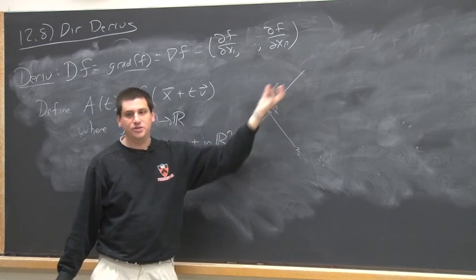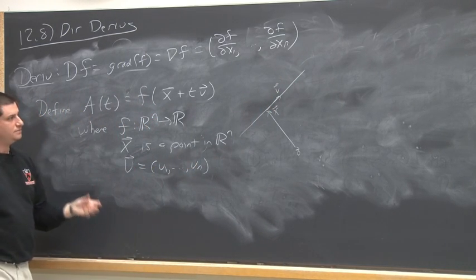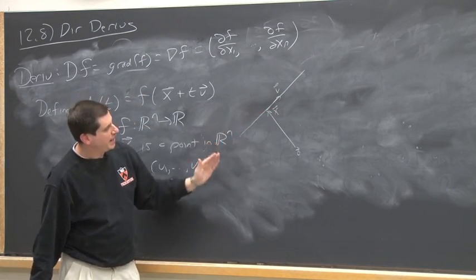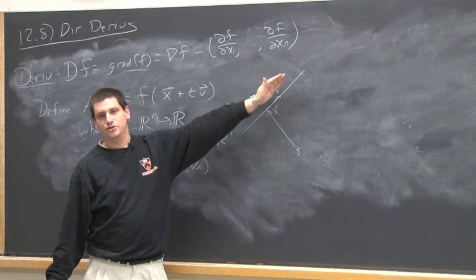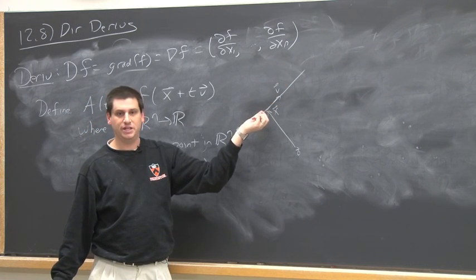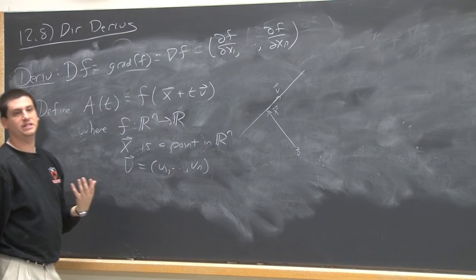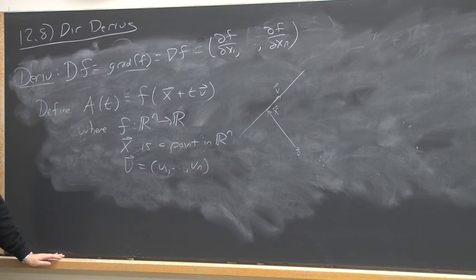This is where we're starting to use all the stuff from Chapter 11. x is my base point, and I'm moving in the direction of v. When t equals 0, I'm at x. When t equals 1, I'm at x plus v. When t is minus 1, I'm at x minus v. I want to figure out how this function changes.